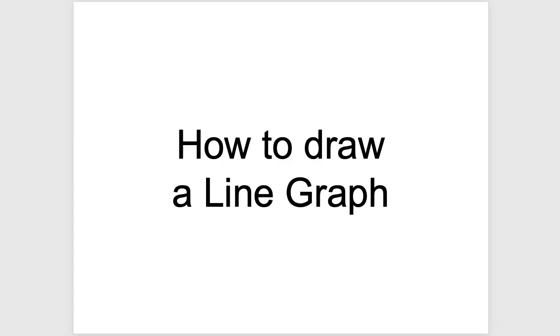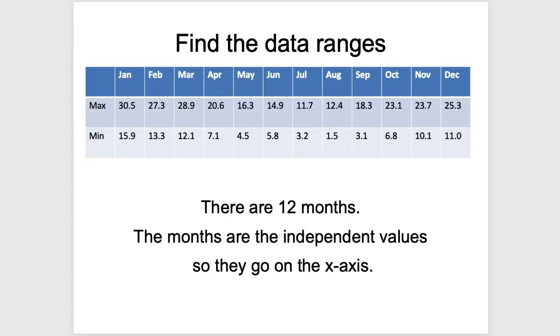How you draw a line graph depends on the data that you're using and the paper you're using. First, consider the data. In this case here, we're going to draw a line graph of some minimum and maximum temperatures. These are the averages over a whole year. So there are 12 months, and these months are the independent values. So they're going to go on the x-axis.